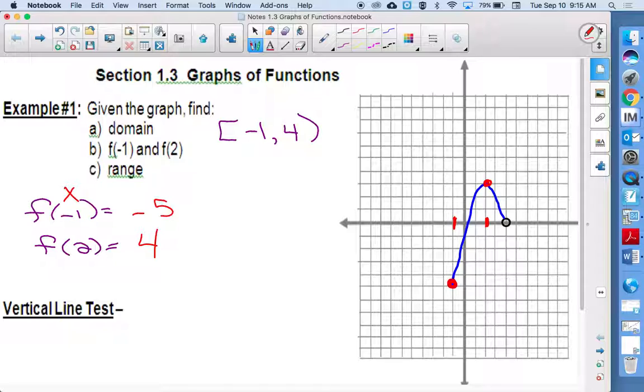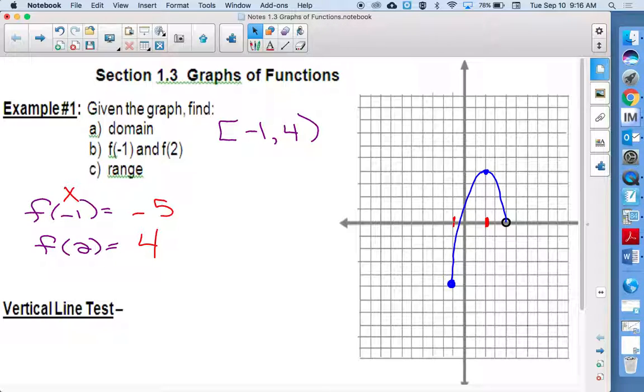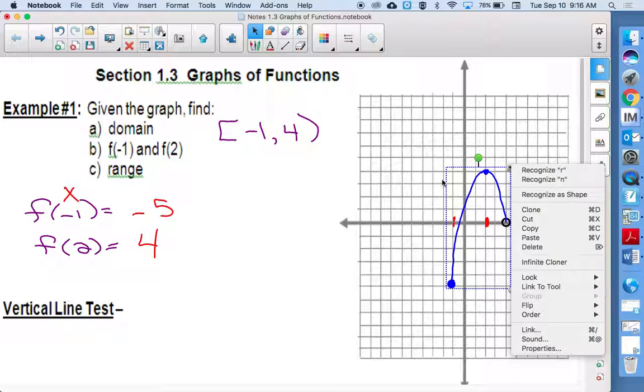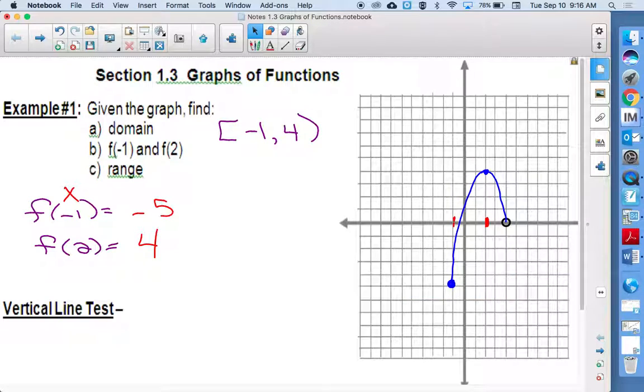And then the last question says, what is the range? So your range is going to be different than the graph that I have here. Let's see if I can change mine. There we go. Good. So what would the range be of the graph?